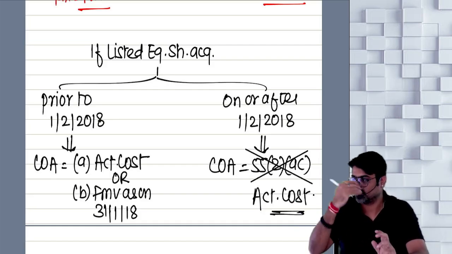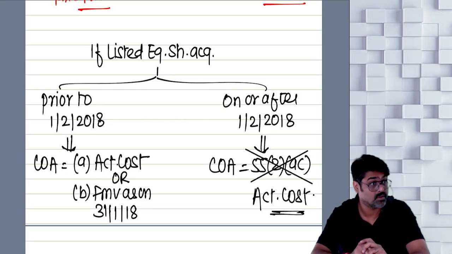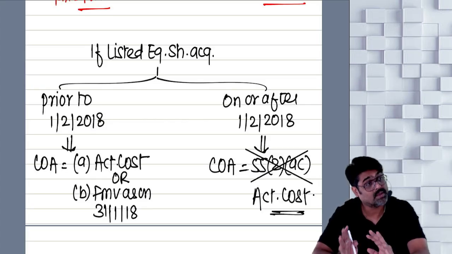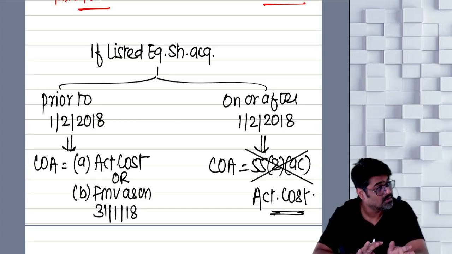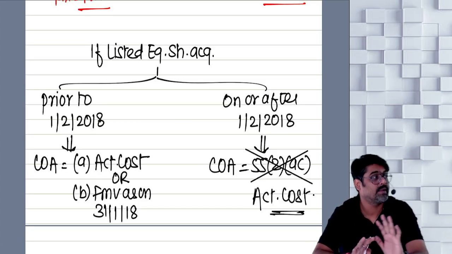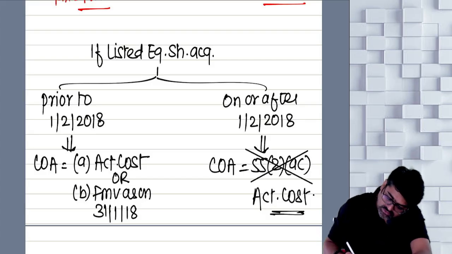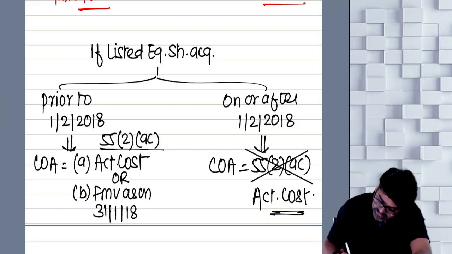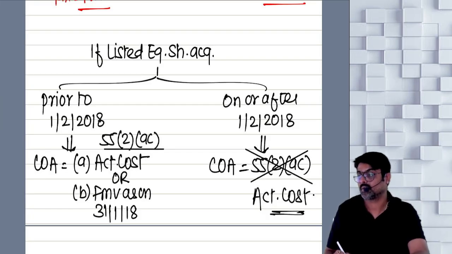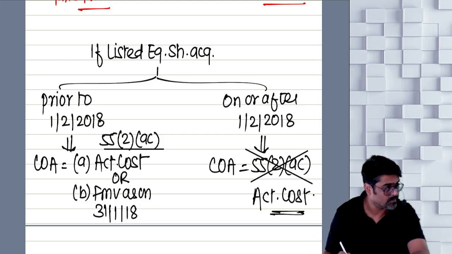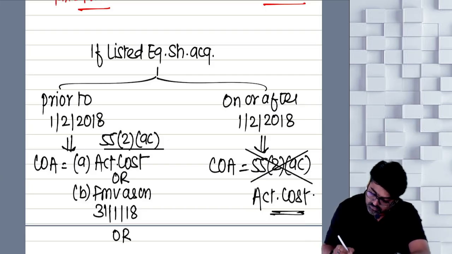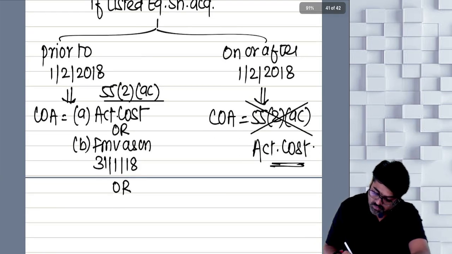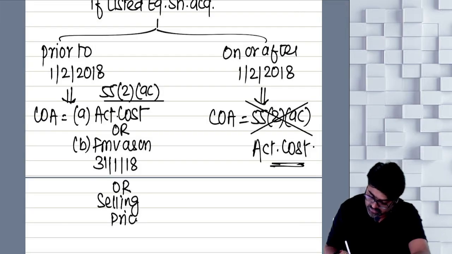So you can take the fair market value also as your cost of acquisition. But for that, the shares must be acquired prior to 1st February 2018. Then this cost is determined as per 55AC, which says that the assessee should be given the option to take the fair market value as on 31st January 2018 as cost of acquisition. But remember, this fair market value cannot be more than the selling price.